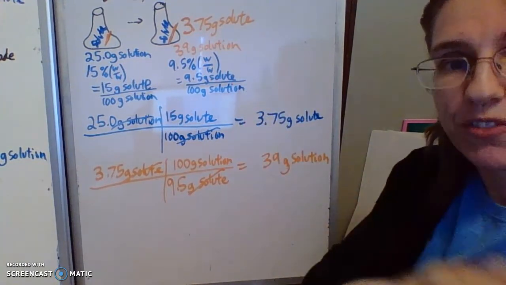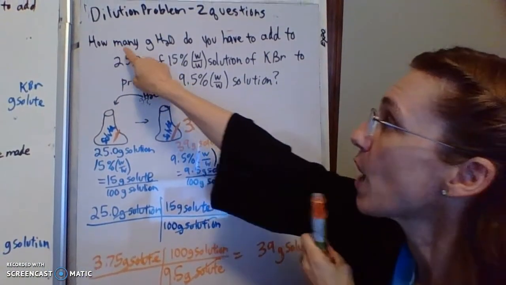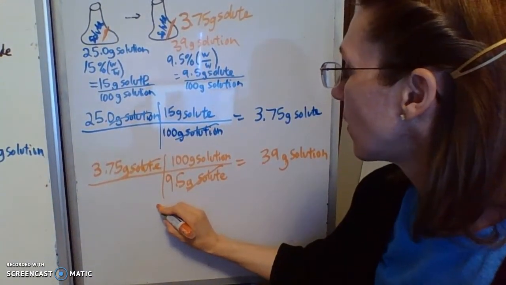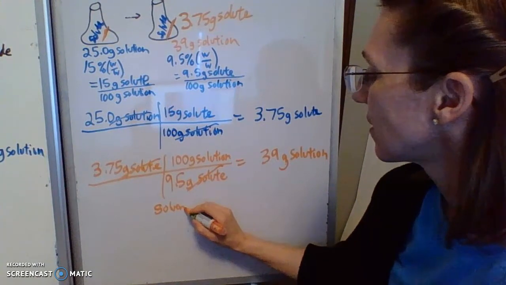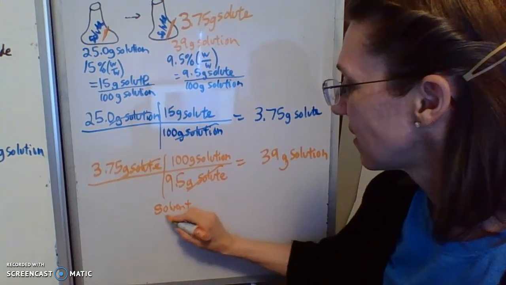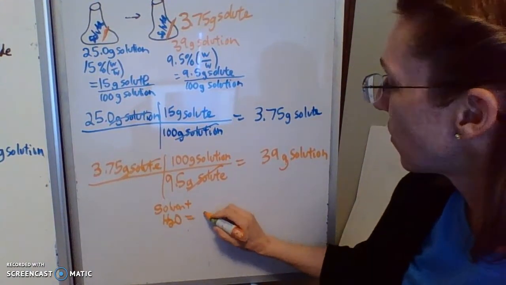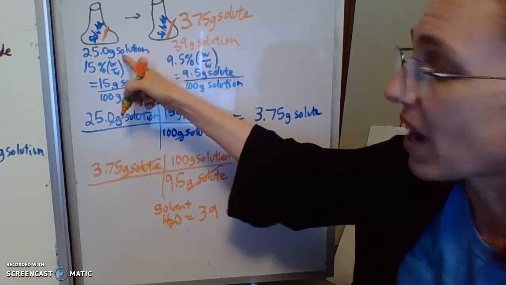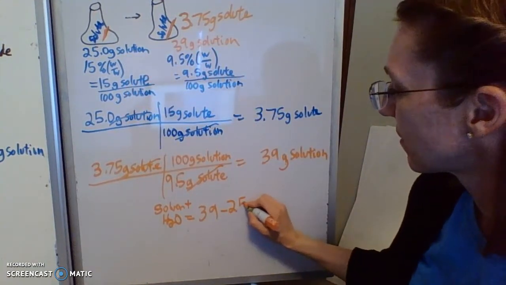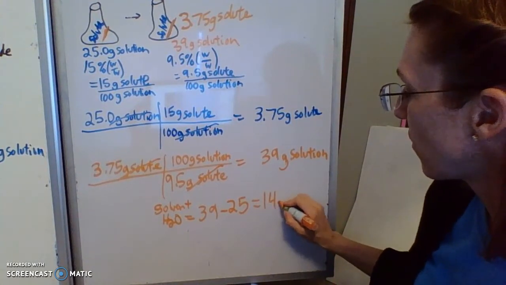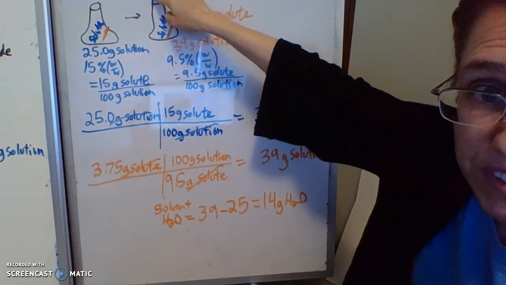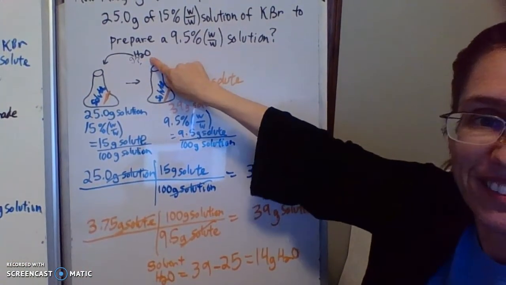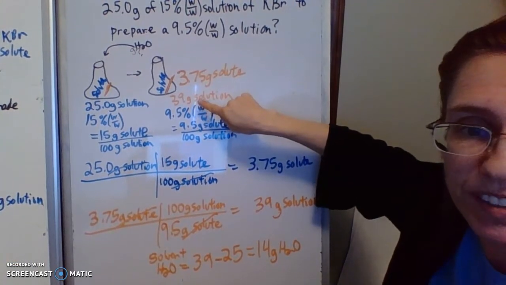Now, is that what the problem asked us for? Let's go back. It asked us for how many grams of water were added. So we have one more thing we've got to do. Remember, the amount of solvent that we add, that's our water, is going to equal the final amount here minus the amount that we started with. So we're going to end up with 14 grams of water. So we started off with 25 grams, we added our 14 grams, and we end up with 39 grams of solution.